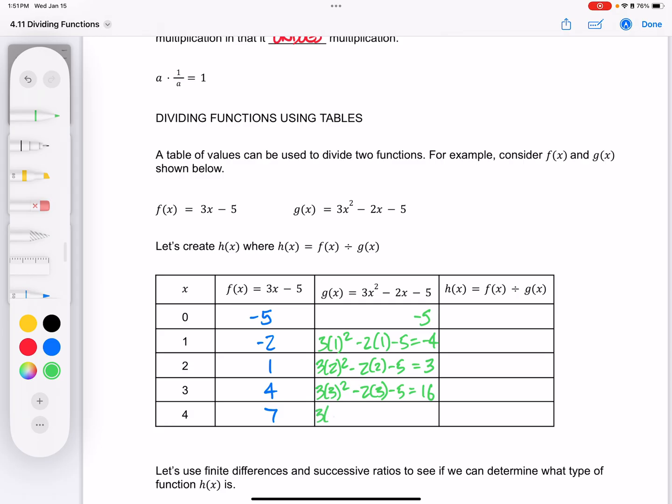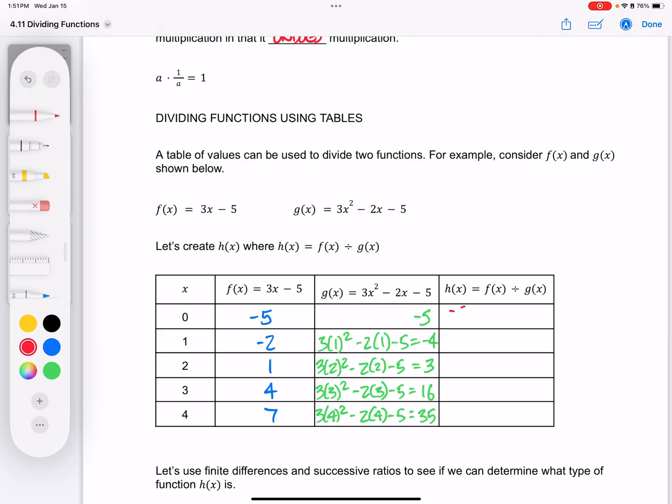And then 3 times 4 squared minus 2 times 4 minus 5. This is 3 times 16, which is 48. 48 minus 8 is 40. 40 minus 5 is 35. Okay, awesome. Now, we can figure out what h of x is by doing f divided by g.